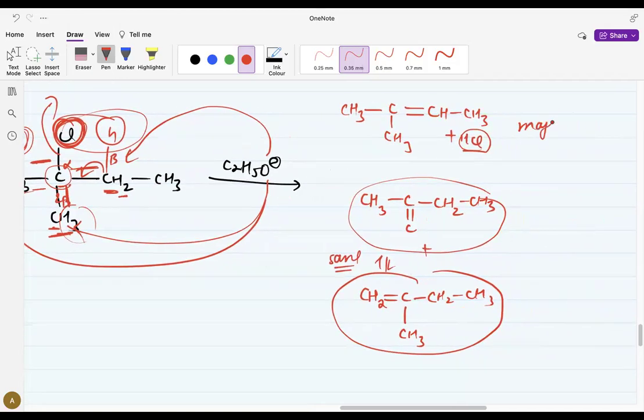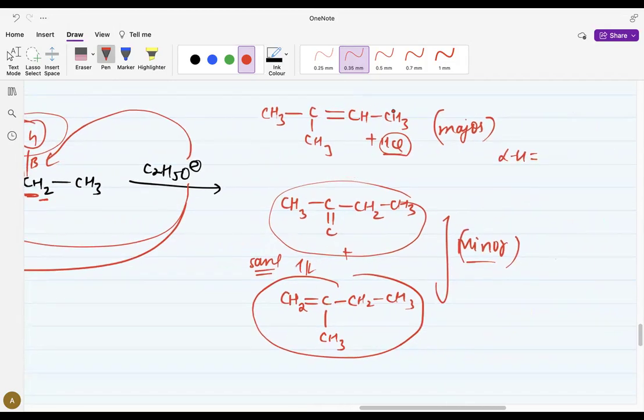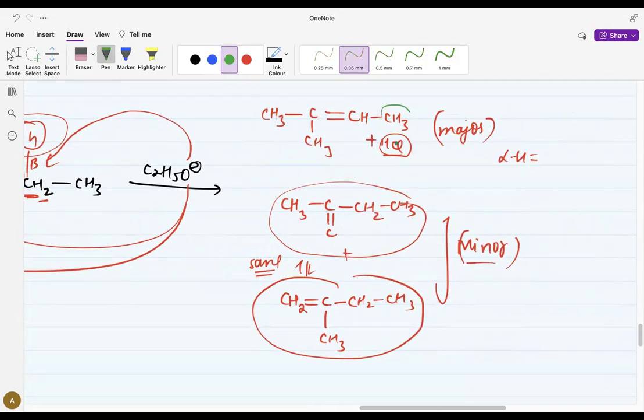Then this will be our major product, these two will be our minor, because here alpha hydrogen are how many? 3 alpha hydrogen. This alpha hydrogen are which hydrogen? Adjacent to double bond. डबल बॉन्ड के साथ वाले कार्बन पे जितने हाइड्रोजन होते हैं, उसको अल्फा हाइड्रोजन कहते हैं. तो यहाँ कितने, 3 + 3 + 3, how many, 9. Here alpha hydrogen how many? यहाँ काउंट करें, डबल बॉन्ड के साथ वाले कार्बन पे 2 + 3, 5.